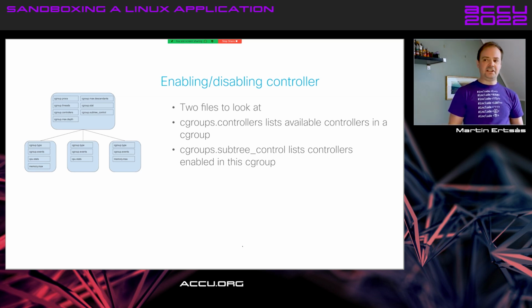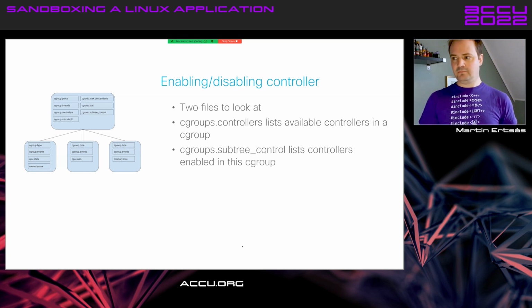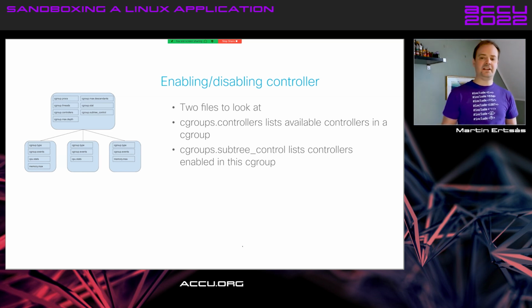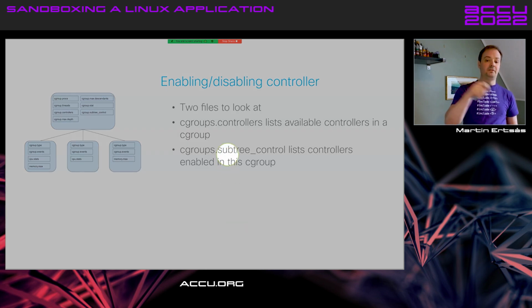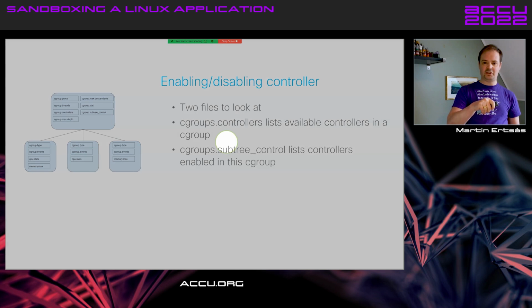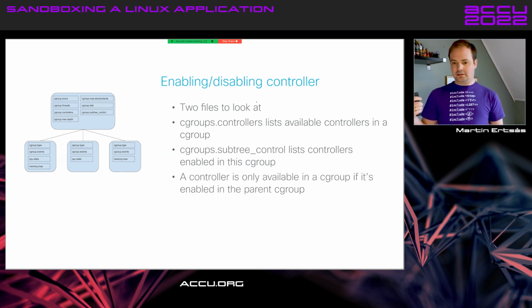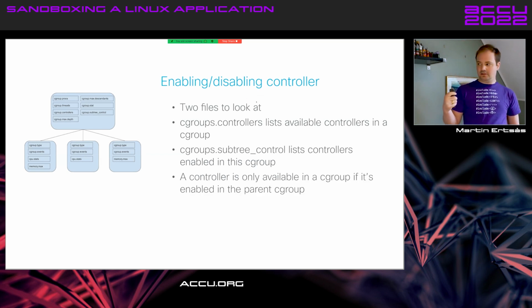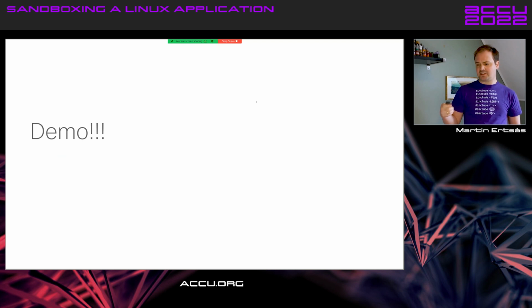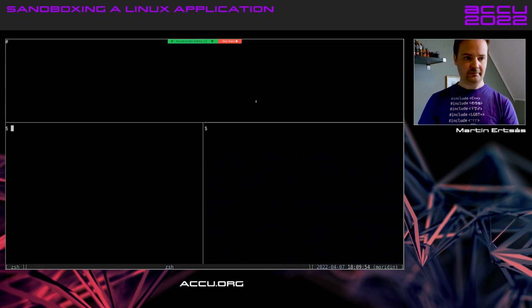If you want to change what controllers are available in a cgroup, you have to modify subtree control in the parent cgroup, which will then change whatever's in cgroup controllers for the current cgroup. Let's have a look at how this actually works. And we'll start by this.